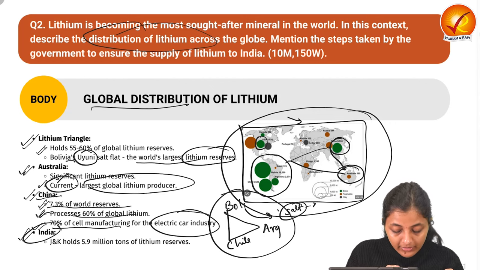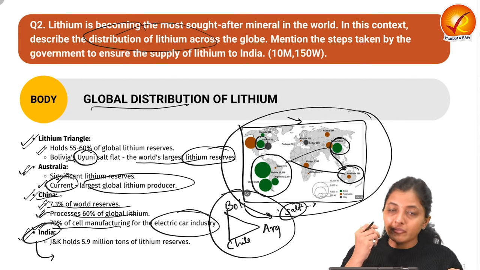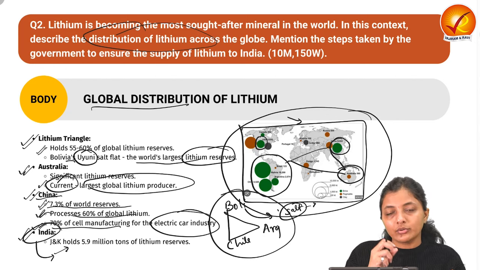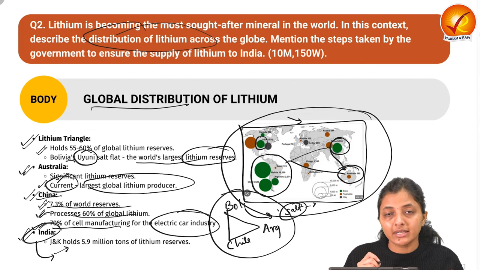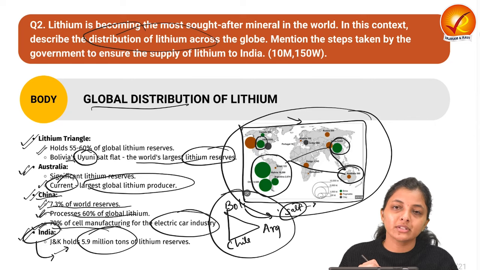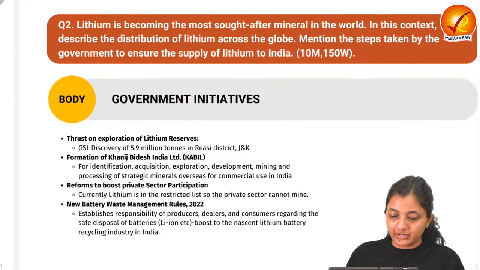Next, you can also take any question with respect to the world towards India, asking whether India has lithium reserves or not. So you can write something about the recent discovery in J&K's Reasi district, where GSI has discovered 5.9 million tons of lithium reserves. So this way you can tell about the global distribution of lithium.